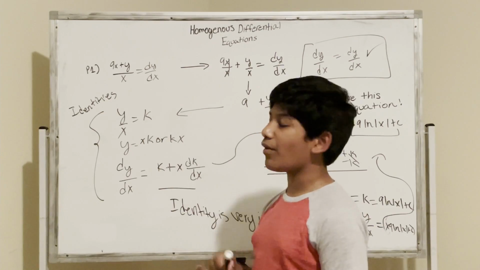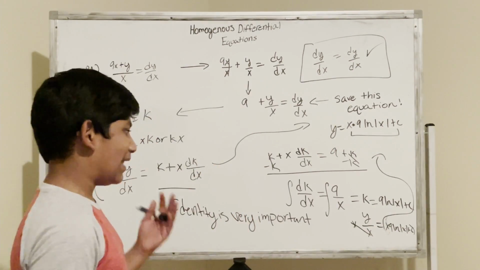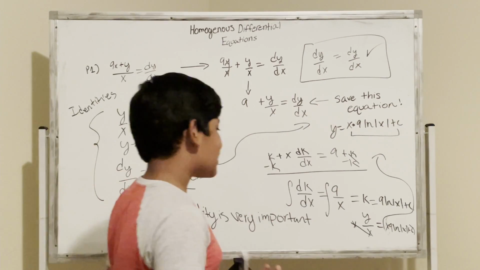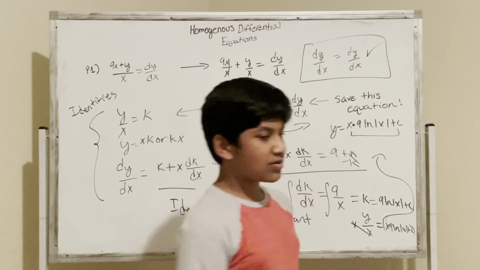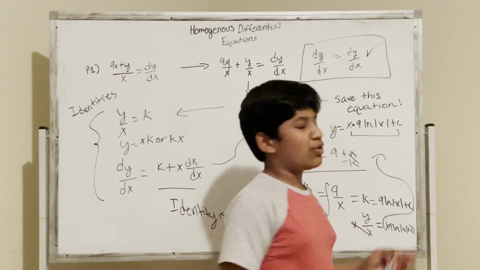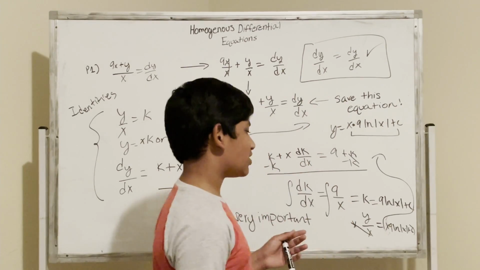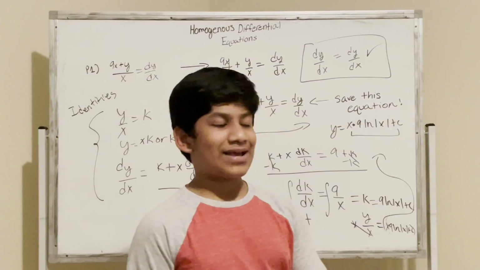Then we just said that k is equal to y over x, and this is the first identity. And this is very important because some people will just say, okay, so the answer is 9 ln x plus c, and then they write that in our answer place. But they forget to write y is equal to, because k is equal to y over x, not y.